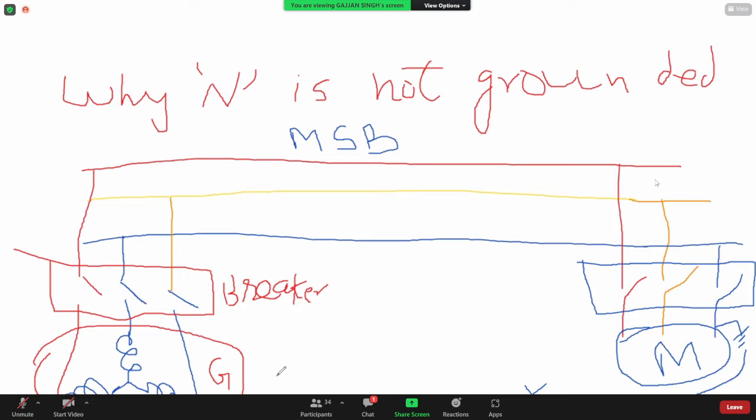If the neutral is not grounded, due to a single earth fault the motor will not trip. So the ship's steering motor will remain okay even though there is a single earth fault. Now, you understood why neutral is not grounded on ship? Any cadet can tell me why neutral is not grounded?